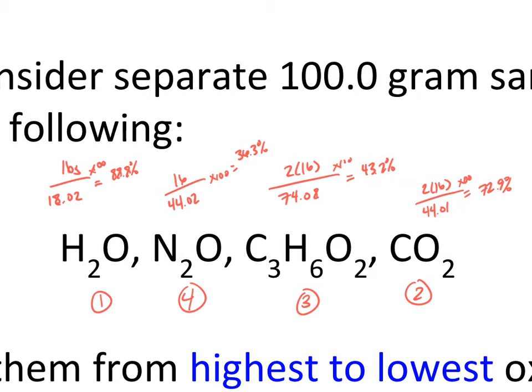What I forgot to mention is that you can overlook the 100 grams of the original substance because it says consider separate 100 gram samples of each. Now if they all have equal mass, then you really don't need to worry about the amount that you start with.